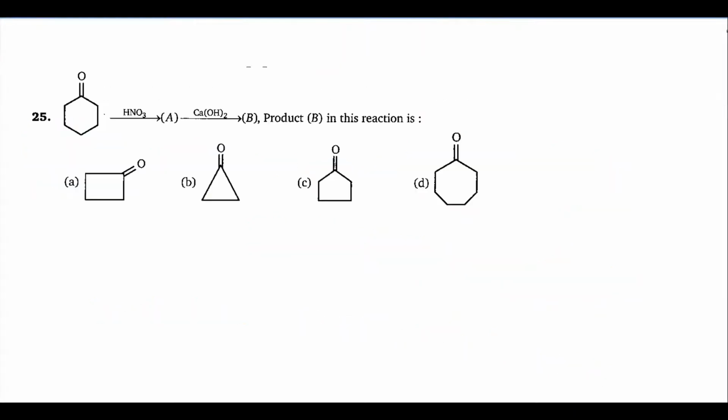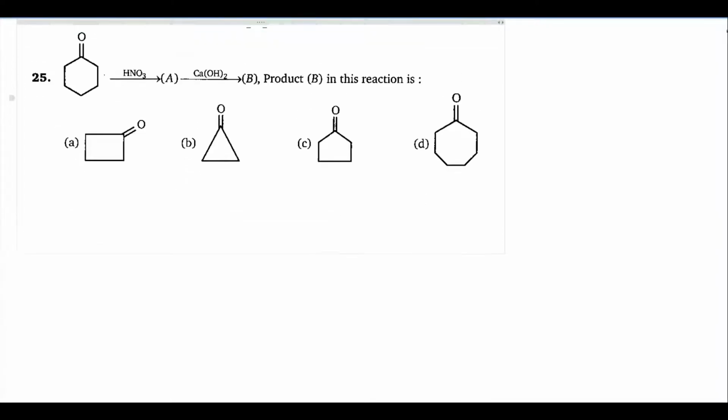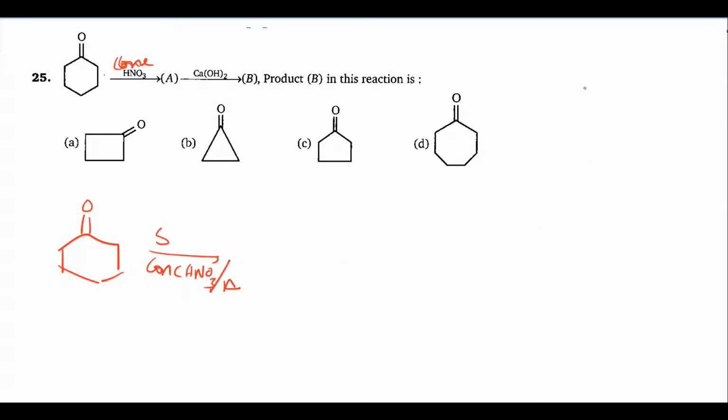The next question is very simple. Question number 25. Please observe question number 25. Here this is cyclohexanone on HNO3. This is actually concentrated HNO3. I will write it here, concentrated HNO3, but in the book it is not given. Just take it as concentrated HNO3 by heating. I hope you understood. Here strong oxidation will take place.